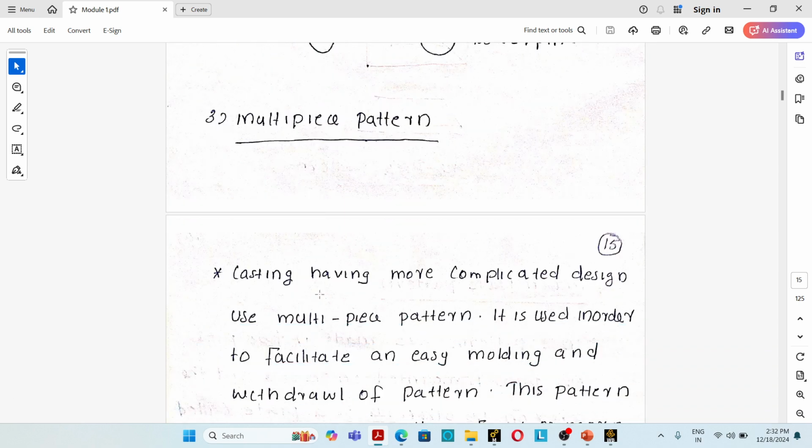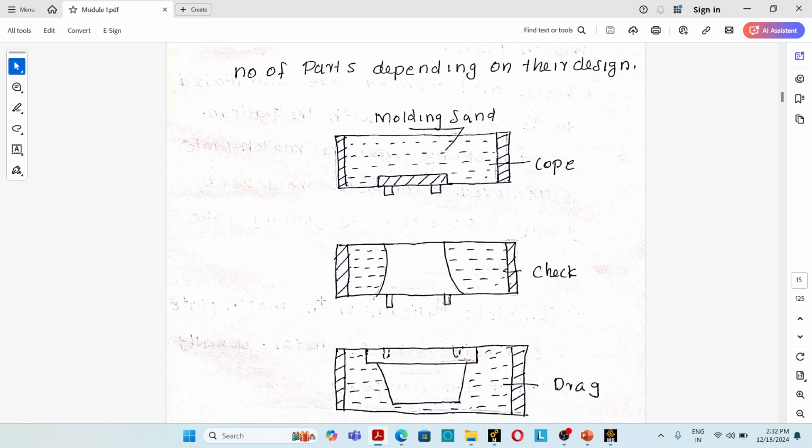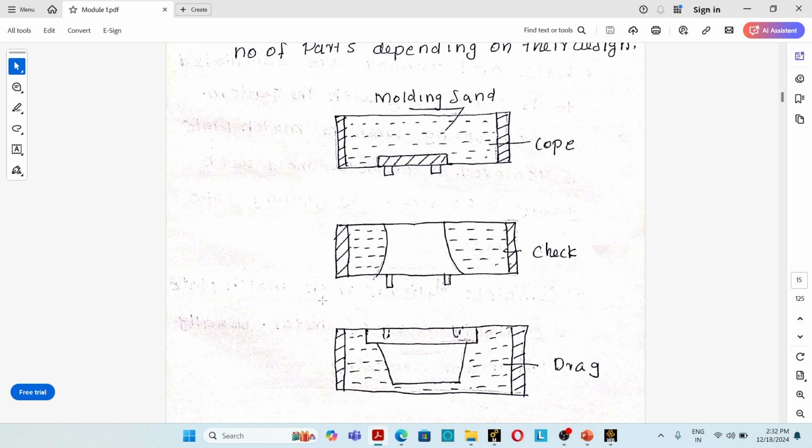The third one is the multi-piece pattern. This is a figure of a multi-piece pattern. Multi-piece patterns are commonly used for complicated designs that are very difficult to remove from the sand casting mold. In the case of a multi-piece pattern, the pattern is split into more than two pieces, one for the core portion and one for the drag portion.